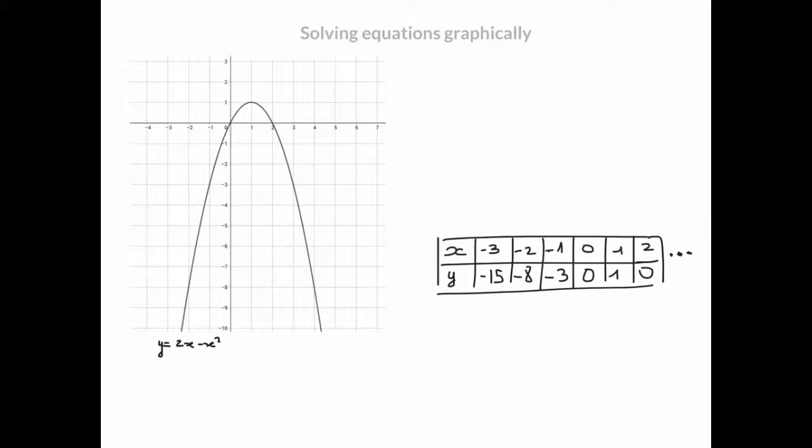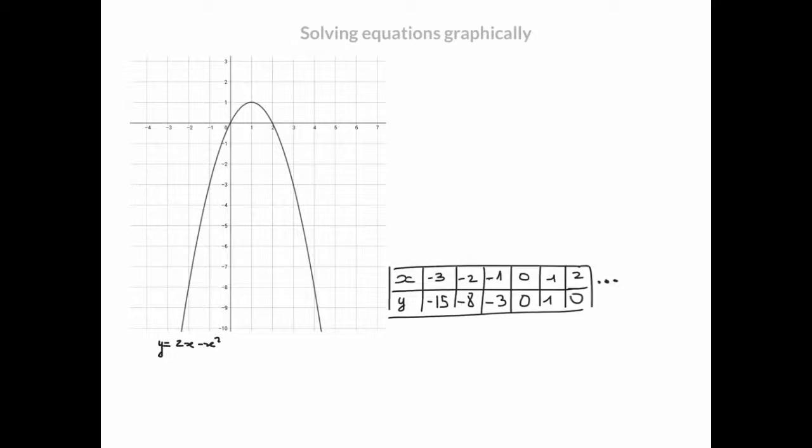The first point with coordinates (-3, -15) cannot be plotted on this graph. But the second one with coordinates (-2, -8) can be plotted right there. The next one, (-1, -3), is going to be this one. The next one, (0, 0), is obviously the origin. (1, 1) is going to be right there, and so on. Once we have all these points, we can nicely join them up through a smooth curve and get this parabola.